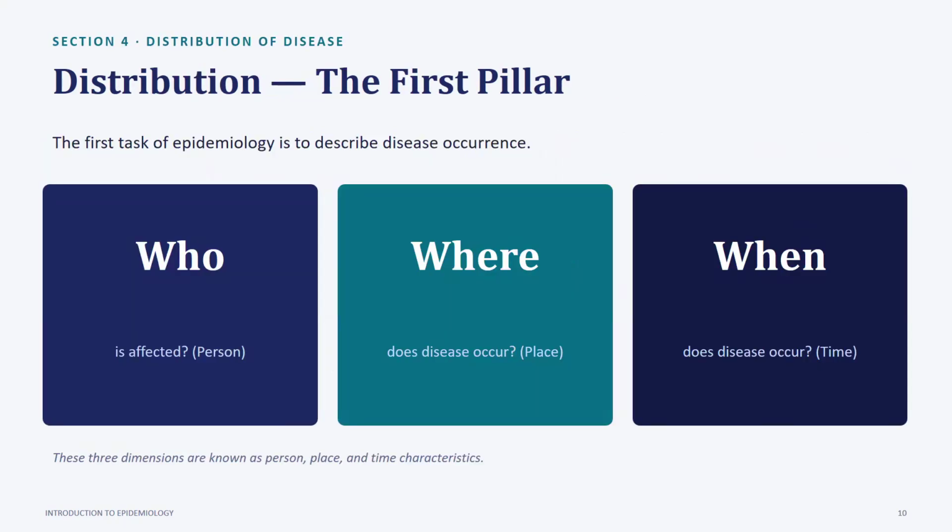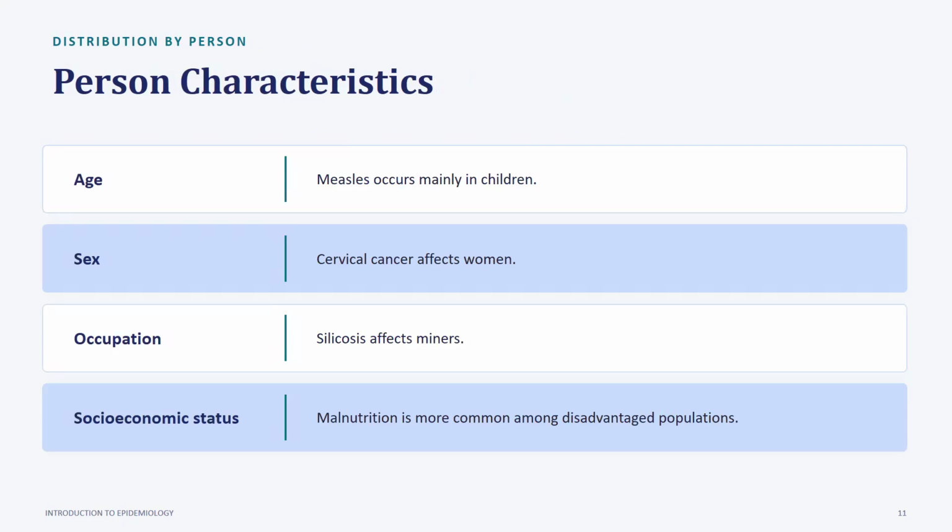Distribution is the first pillar of epidemiology. The first task is to describe the disease occurrence: who is affected, this is the person. Where does disease occur? This is the place. And when does disease occur? This is the time. So these three dimensions are known as person, place, and time characteristics.